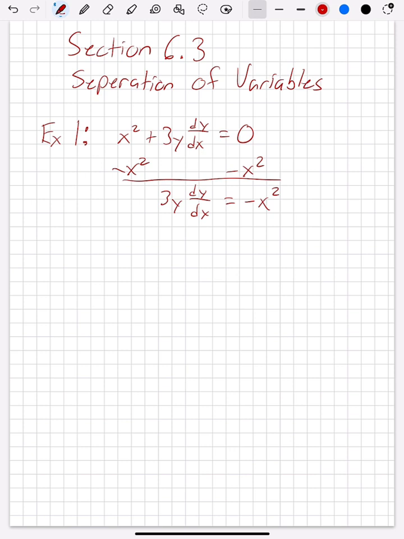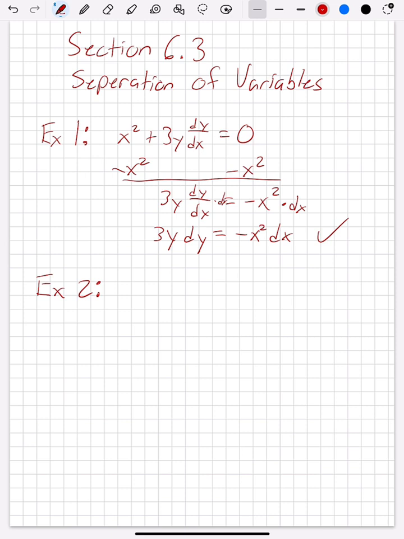Now I can multiply by dx on both sides, and I get 3y dy is equal to negative x squared dx. Okay, so then this would be separable, because that's the first thing that we have to decide before we can do this: if the differential equation is separable. Let me show you an example of one that is not separable.